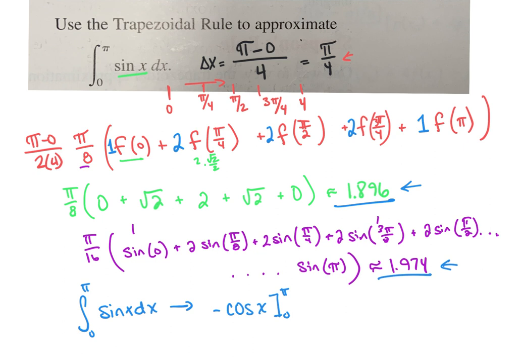I know that I have the negative cosine of pi minus the negative cosine of 0. Negative cosine of pi: well, cosine of pi is -1, times negative is 1. The cosine of 0 is 1, so I have minus a negative, plus 1. So I know the actual value of the integral here is 2. And so you can see these are valid approximations. While they're not exact, they're valid.